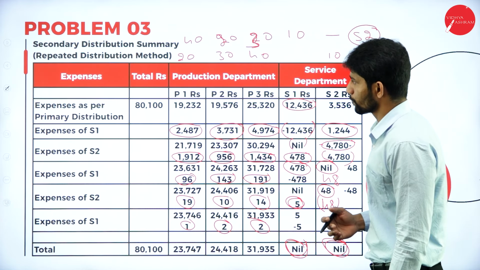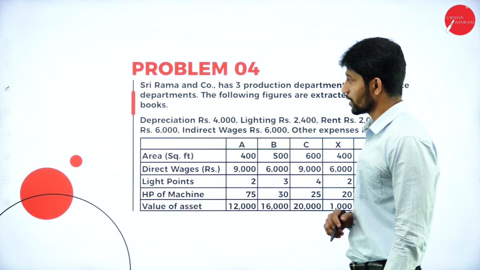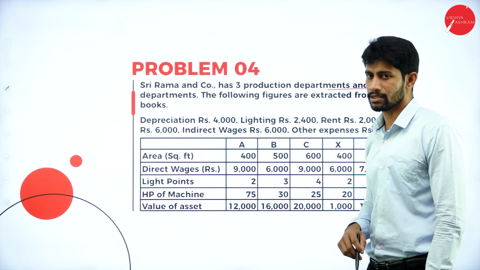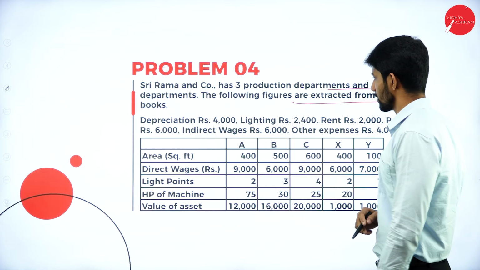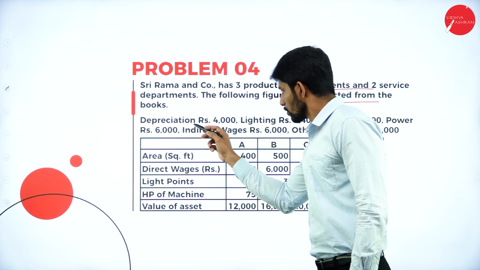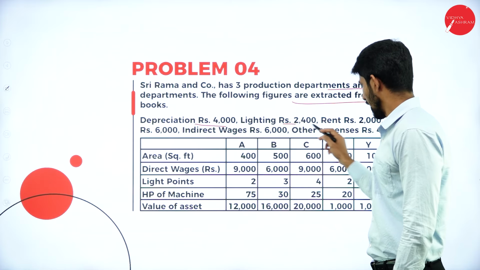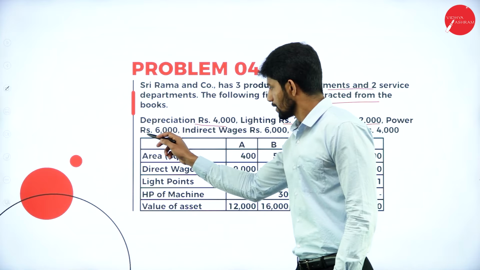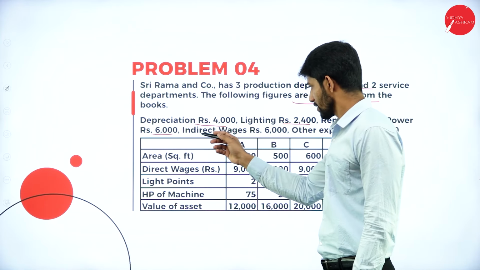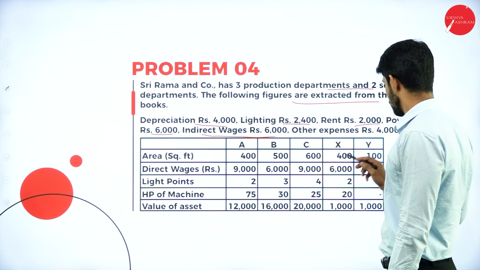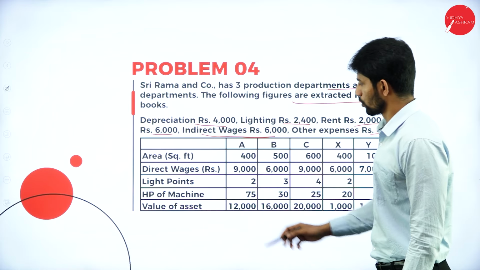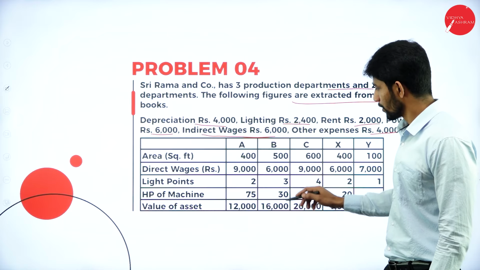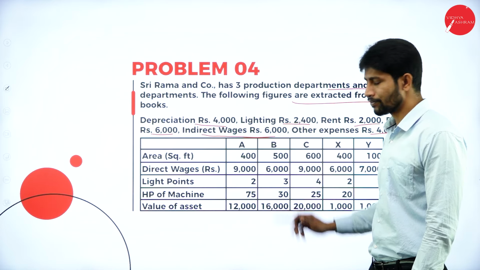So moving on to the next problem, problem number 4. Sri Rama and company has 3 production departments and 2 service departments. The following figures are extracted from the books. Depreciation 4,000, lighting 2,400, rent 2,000, power 6,000, indirect wages 6,000, other expenses 4,000. Area, direct wages, lighting points, HP of machine, and value of asset are given. This is useful for us to find out the ratio.